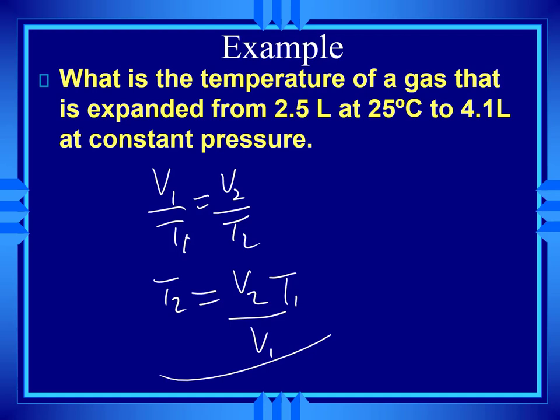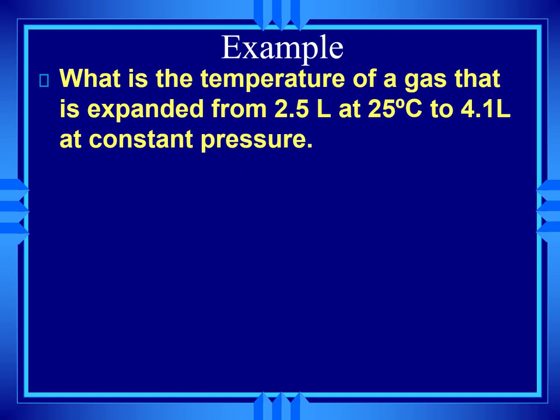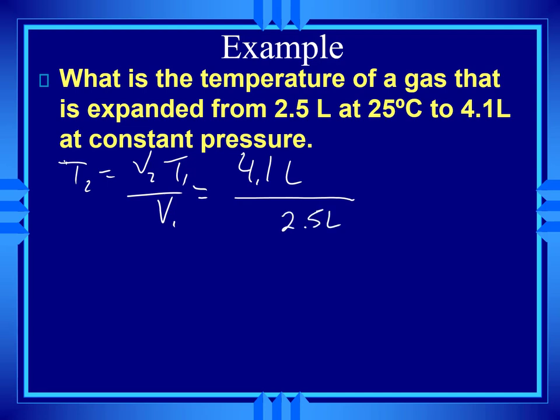Okay, but now that we got the right equation, we can solve this thing. We said T2 equals V2 T1 over V1. V2 was 4.1 liters. V1 was 2.5 liters. And T1 was 25 degrees Celsius plus 273, which is 298 Kelvin.